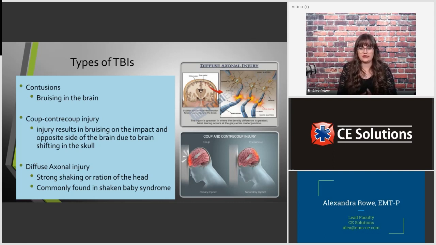Diffuse axonal injury. I hope you never have to deal with something like this in your career. I've been in EMS for quite a while, and unfortunately, I've had to work two shaken baby syndromes. And they both had a significantly telltale sign that this was shaken baby syndrome. So when babies are shaken, think about how soft, how sensitive all the tissue is, right? The brain could bleed.